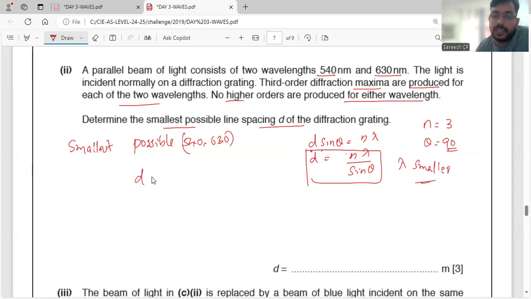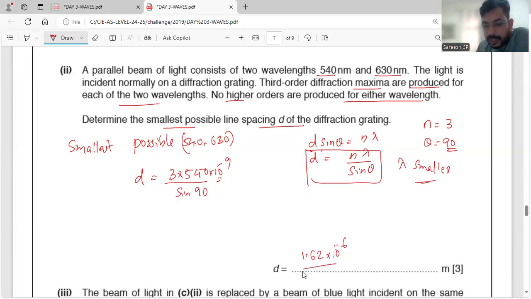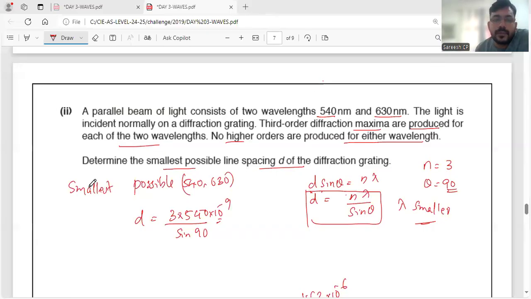So let's see, d is equal to 3 times 540 divided by sine 90. That is 540 nanometers, so again you will have to put 10 to the power minus 9. 3 times 540 times 10 to the power minus 9. Yes, so 1.62 times 10 to the power minus 6. Just a second, I need to check the answer. Okay, in this one, there is a small mistake.